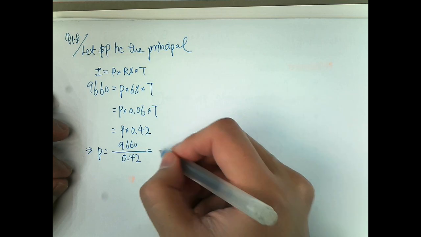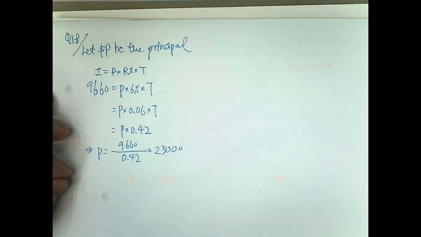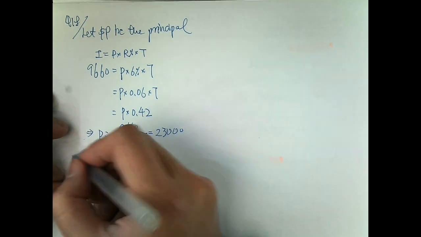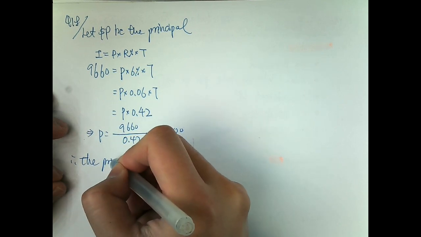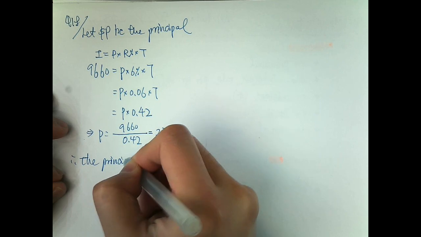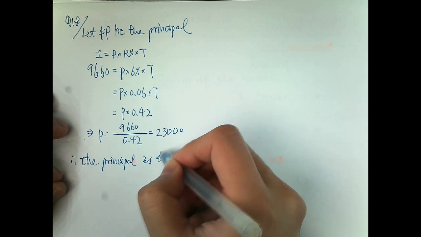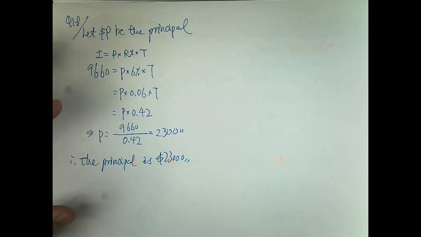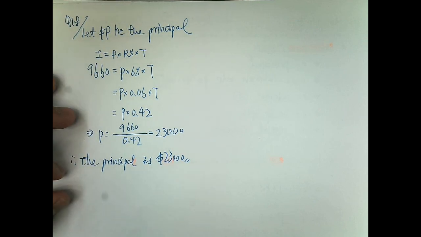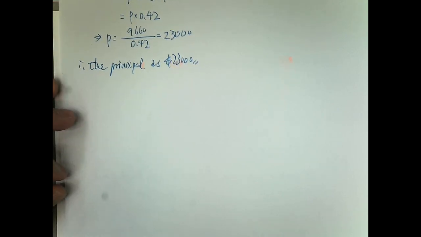Okay? It's 23,000. So make the conclusion. So the principal is 23,000. Understand? Every time for this kind of word problem, you have to make a conclusion finally. Understand? It's okay? So keep going.